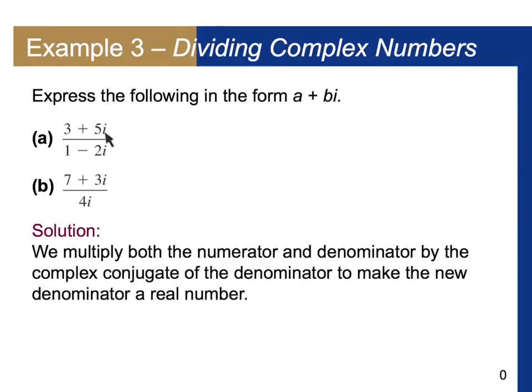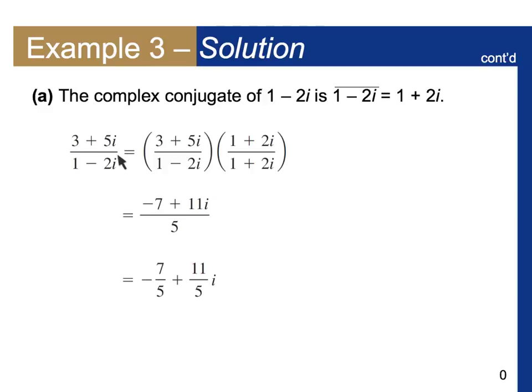Okay, so let's look at a couple of examples. First we'll look at 3 plus 5i over 1 minus 2i, and then we'll look at 7 plus 3i over 4i. Okay, and we're dividing complex numbers. So the first one, 3 plus 5i over 1 minus 2i, we're going to multiply this fraction times the complex conjugate of this, top and bottom.